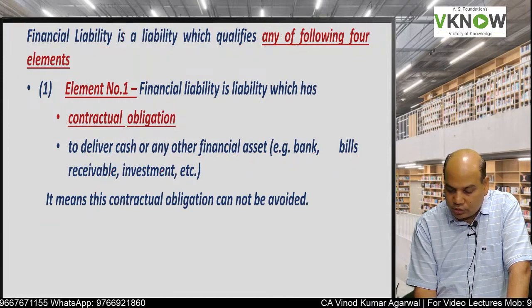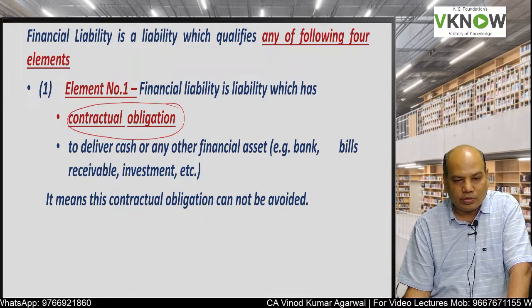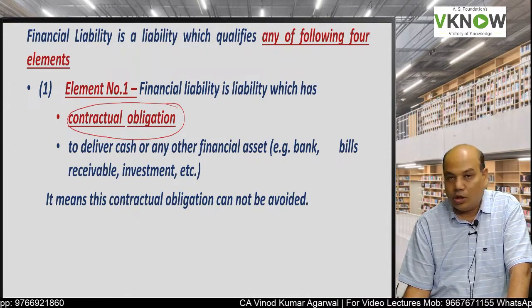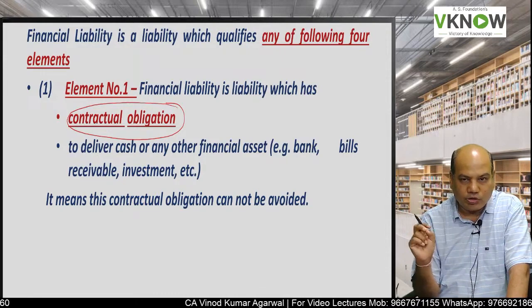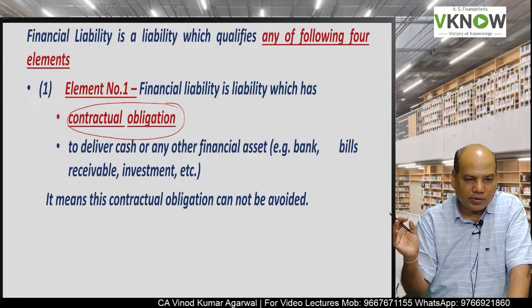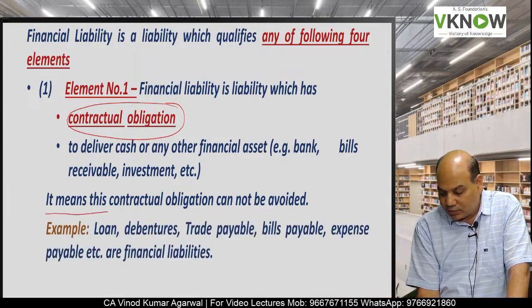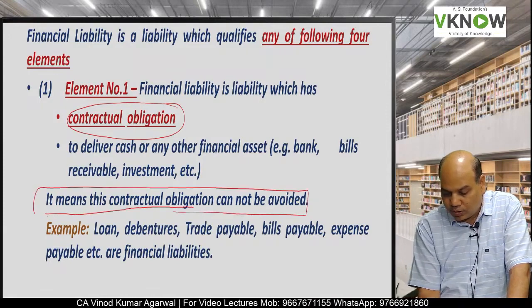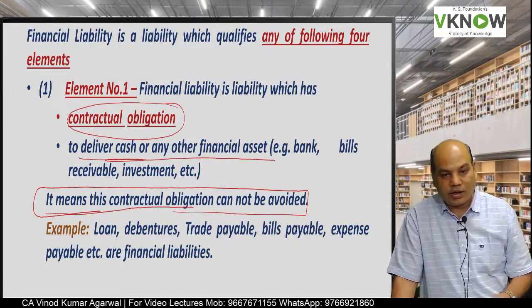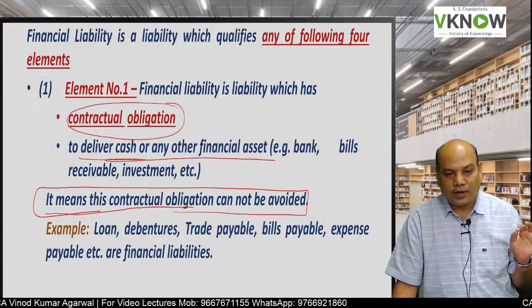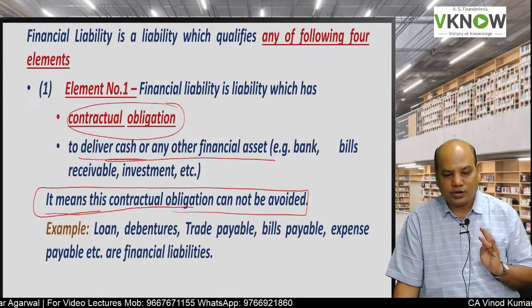If there is a contractual obligation to provide goods or service, then it will not be a financial liability. For example, warranty. In warranty, we have a contractual obligation to repair or replace. So that will not be a financial liability. So the simple test is that the contractual obligation cannot be avoided. The entity will be required to make payment in cash or other financial asset and it can't be avoided. Then element number 1 is satisfied: contractual obligation to deliver cash or other financial asset.